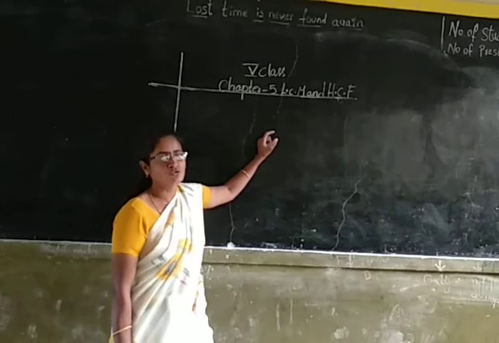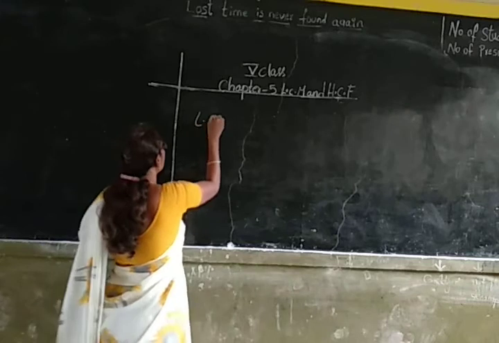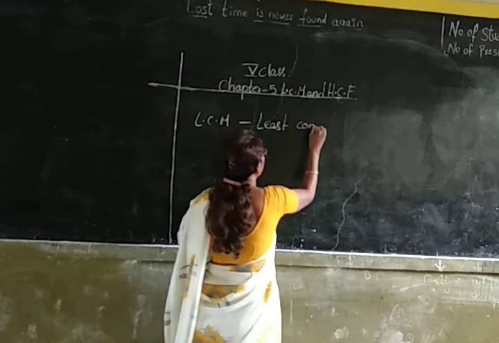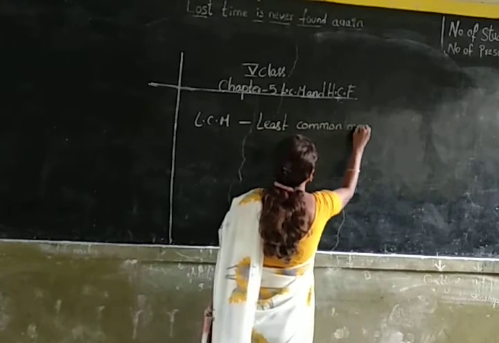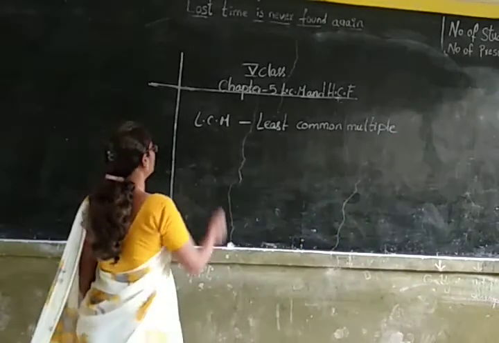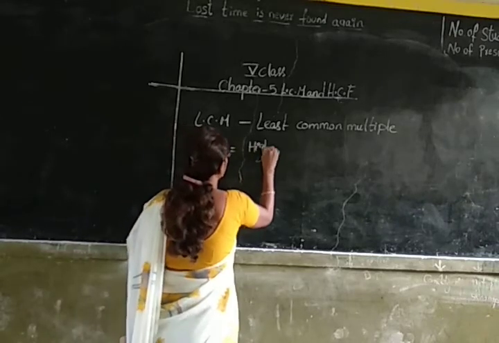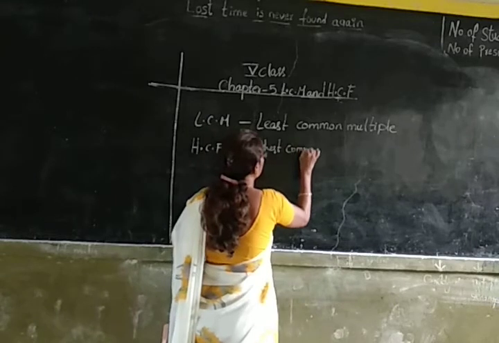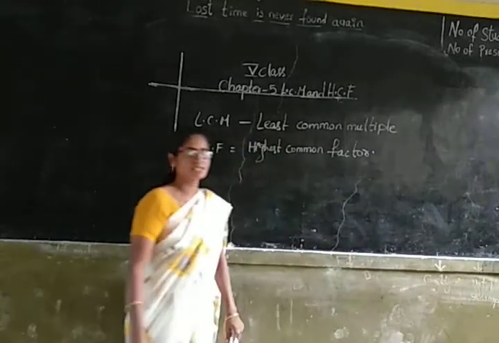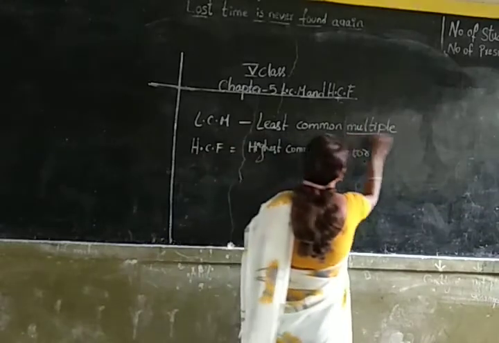Okay children, today let us start a new chapter, that is chapter 5 LCM and HCF. Here LCM means least common multiple. Least common multiple. LCM means least common multiple. And HCF means highest common factor. HCF means highest common factor. Before starting the chapter, let us first learn about multiple and factor.